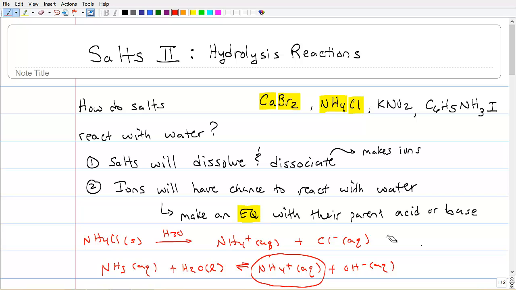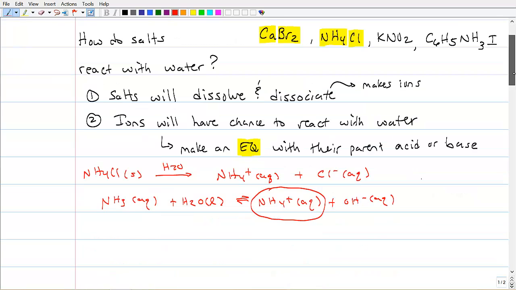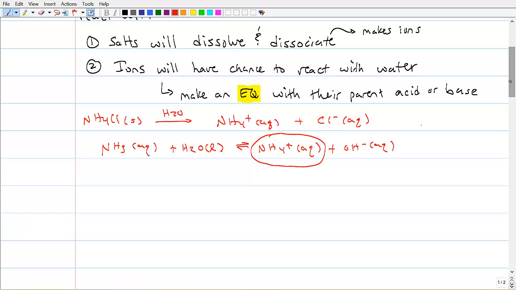So if we take a good look at this, we now have in our solution this ammonium, and it wants to somehow make an interaction with water that will allow it to be in equilibrium with NH3. To do so, there's only one thing it can do, and that is react with water itself. So this guy right here can now react with water. Oops, that should be NH4 plus. And we just called it an acid. We said it's the conjugate acid of NH3.